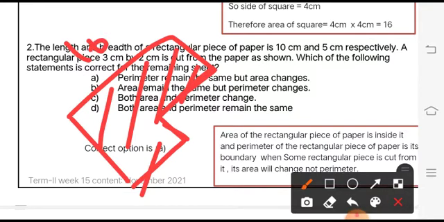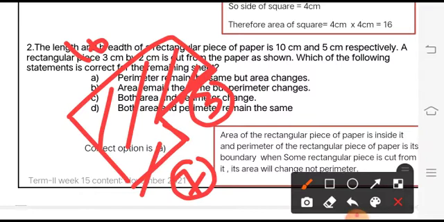It was 10. When 3 was cut from it, the remaining is 7 and 7 and 3 boundaries are same. When this 2 centimeter is cut from this, overall it was 5. It remains 5 still. That means boundaries remain same even if the piece is cut. So the perimeter remains same and area changes. So statement A is true.